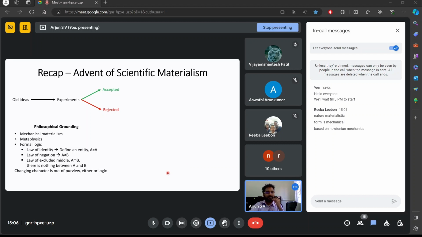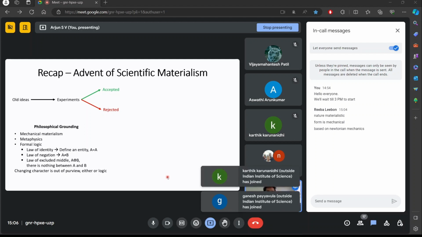So the first pillar was mechanical materialism, and the second pillar was metaphysics. Metaphysics just says that everything is fixed, things do not change. The lectures also show you an example of how a tree and a shrub are entirely different, so one cannot be both this and that. It's either this or that. Metaphysics always followed an either-or logic, so changing characters are out of our focus, out of our purview.